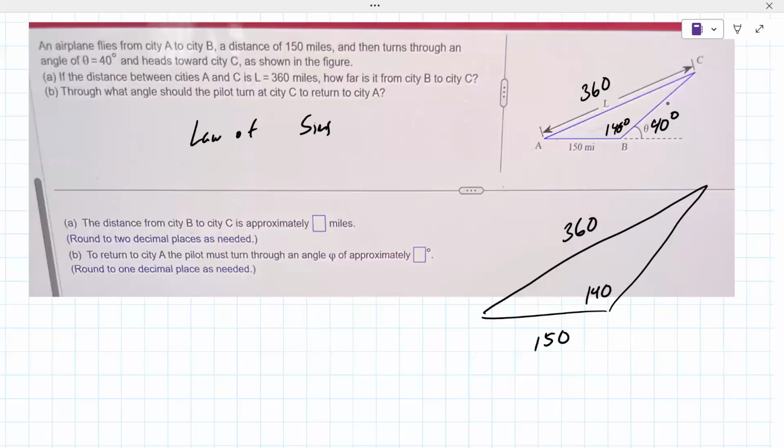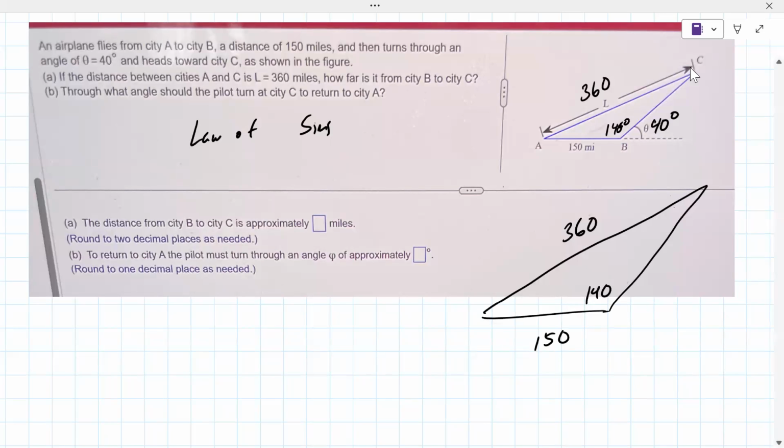And we want B to C. Now why did it say it's return? Oh, it's a turn. Okay, so then we have to find that angle there. I'm trying to think if there's any other way we can do this. This is the only way.